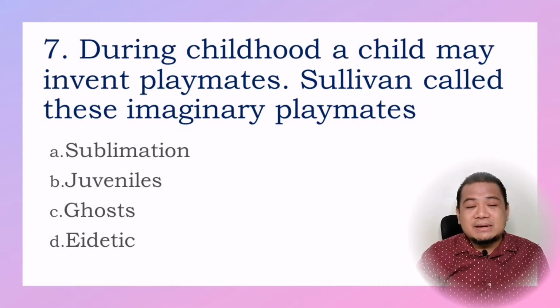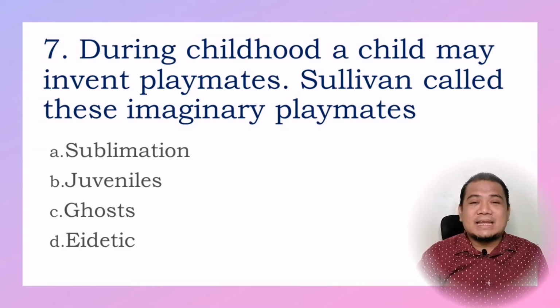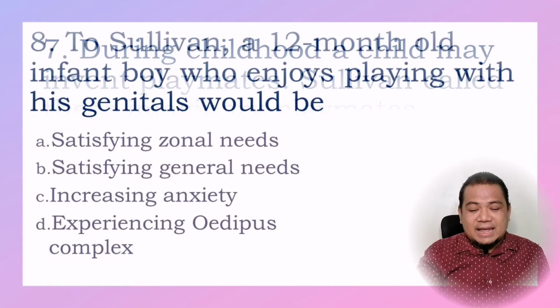Number 7. During childhood, a child may invent playmates. Sullivan called these imaginary playmates as: A. Sublimation. B. Juvenile. C. Ghosts. Or D. Eidetic.